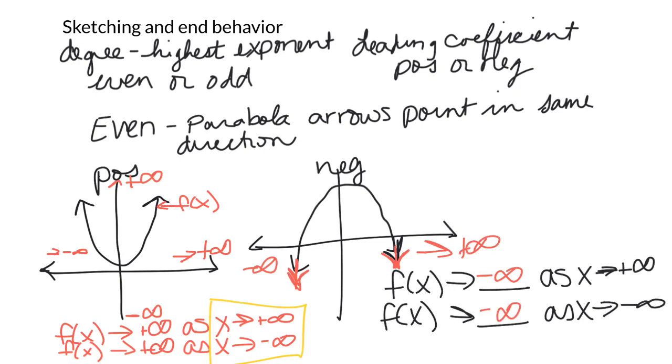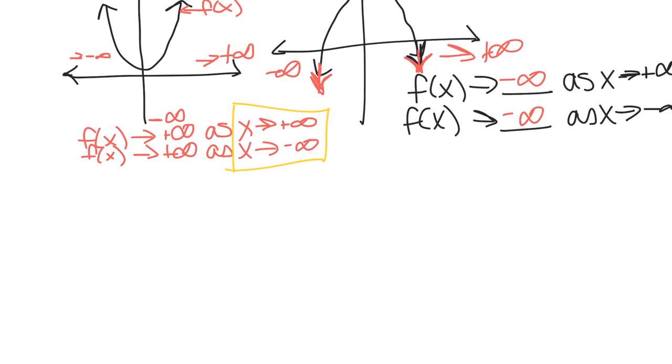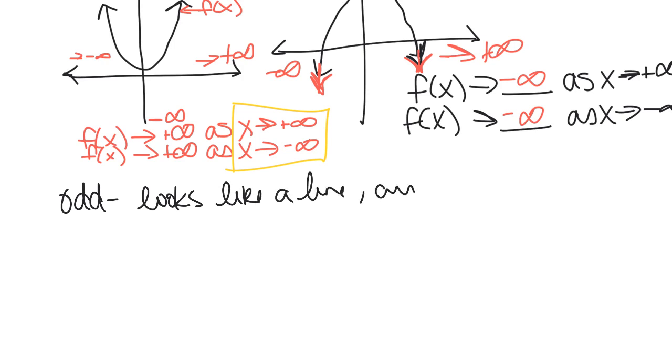We know that the parabola and the evens are going to have the same arrows. The directions go in the same direction. So these are going to be the same if they're even. When it's odd, let's see if I can move this up a little bit. Okay, so when it's odd, it looks like a line. The arrows are in opposite directions.